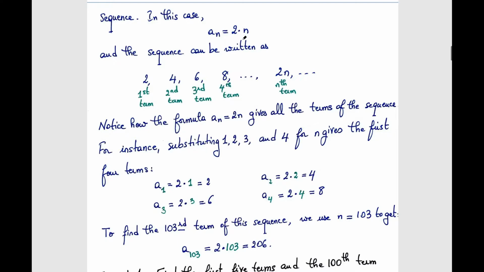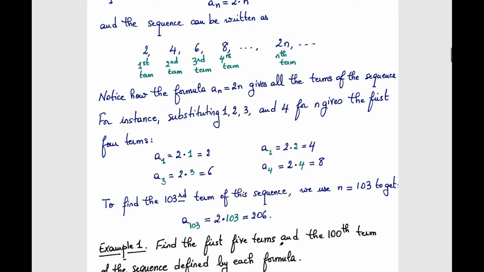If you're given this recipe, my point is, if you would like to actually list the elements of the sequence, you can check by hand each one. When n is 1, replace n by 1, you get a sub 1 equals 2 times 1, and so on, right? And if you want to go for the 103rd term of the sequence, you're going to go for n equals 103. So if n is 103, you're talking about a sub 103, which is twice 103, so 206.